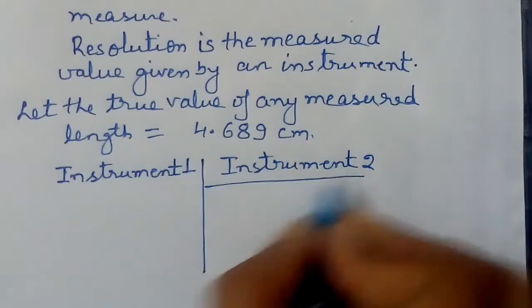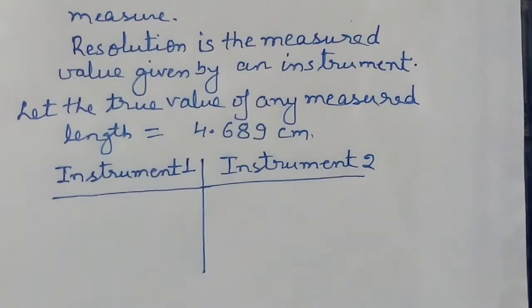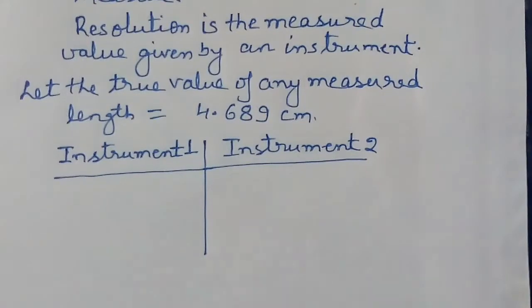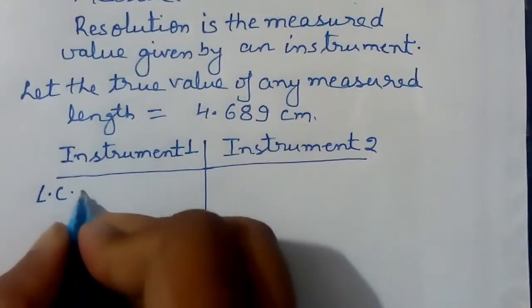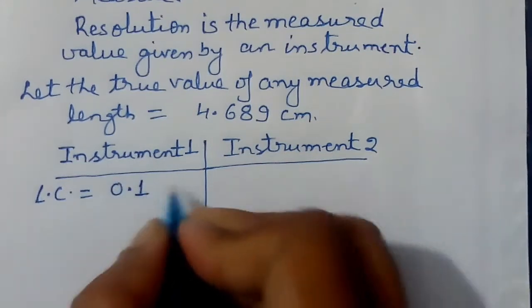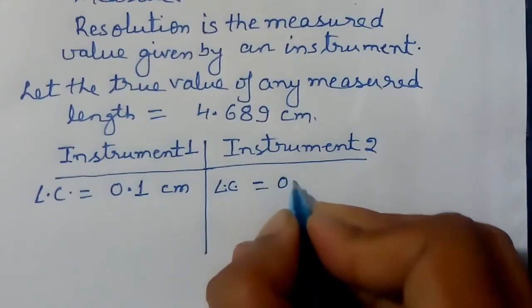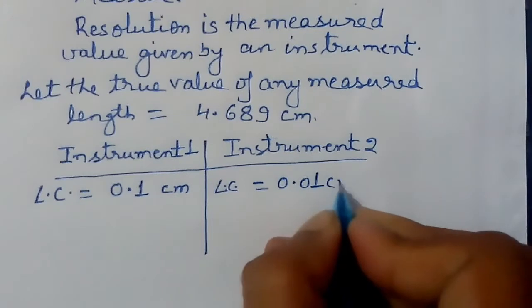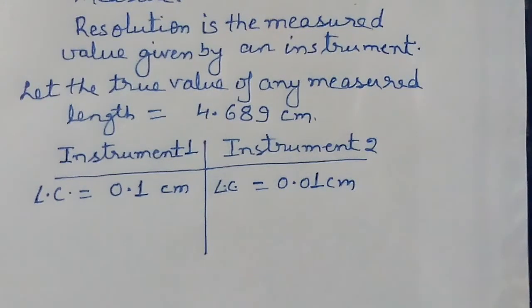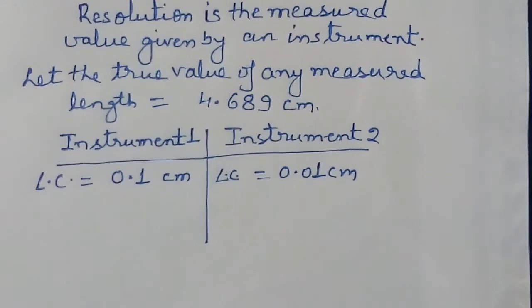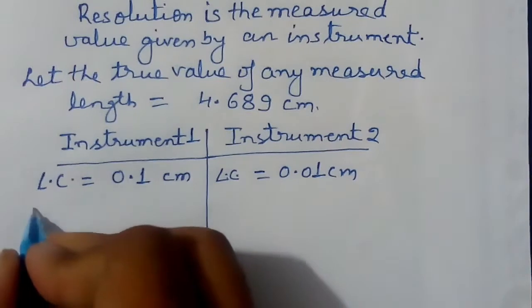Now, what is the difference between the two instruments? This we have to specify first. Instrument 1 has a least count of 0.1 centimeter, and the least count of instrument 2 is 0.01 centimeter. This is the difference between the two instruments: the first has least count 0.1 centimeter and the second has least count 0.01 centimeter.